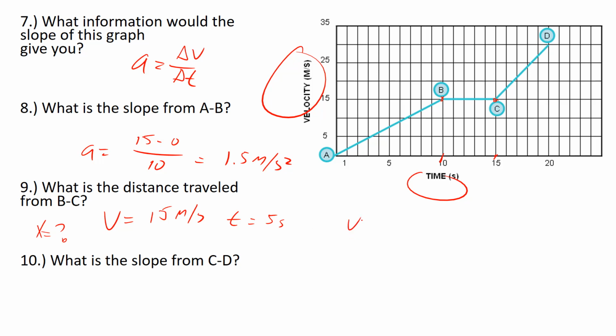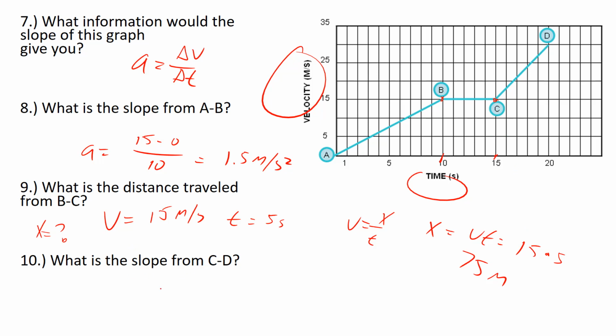So now we have v equals x over t. Rearrange that for x. X equals v times t. And that ends up being 15 times 5, which is 75 meters. So that's the distance traveled in this question. Okay, what's the slope from C to D?